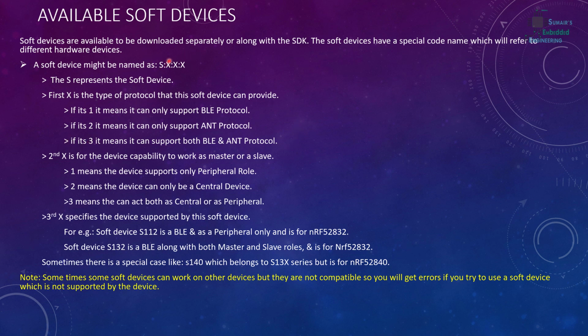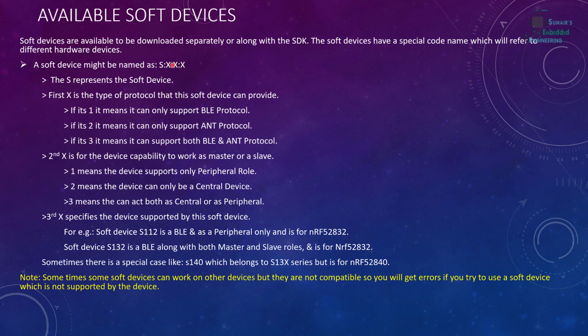So here, if the first X, the first number, is 1, it means it's BLE. If it's 2, it means ANT. And if it's 3, then it means BLE and ANT together.